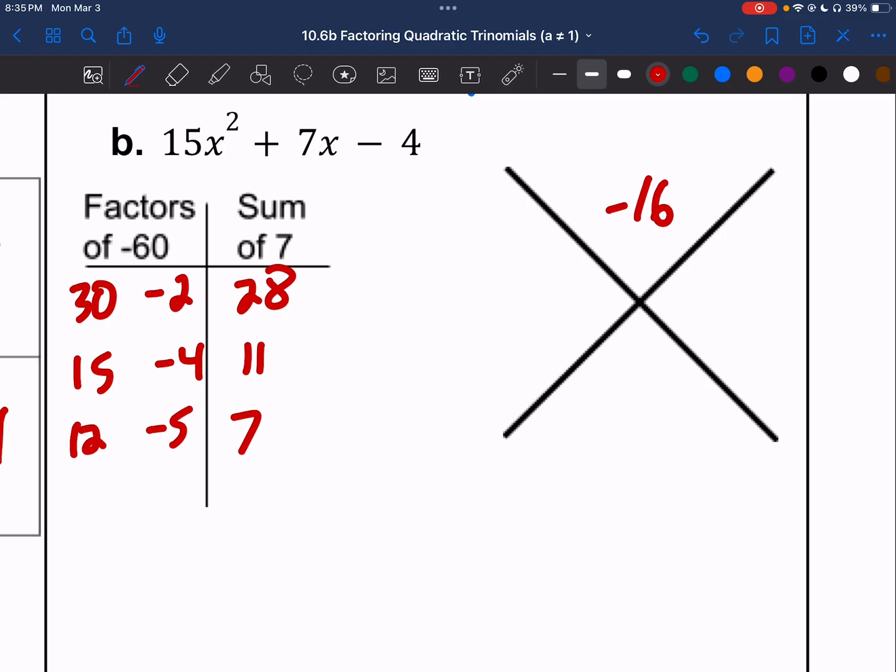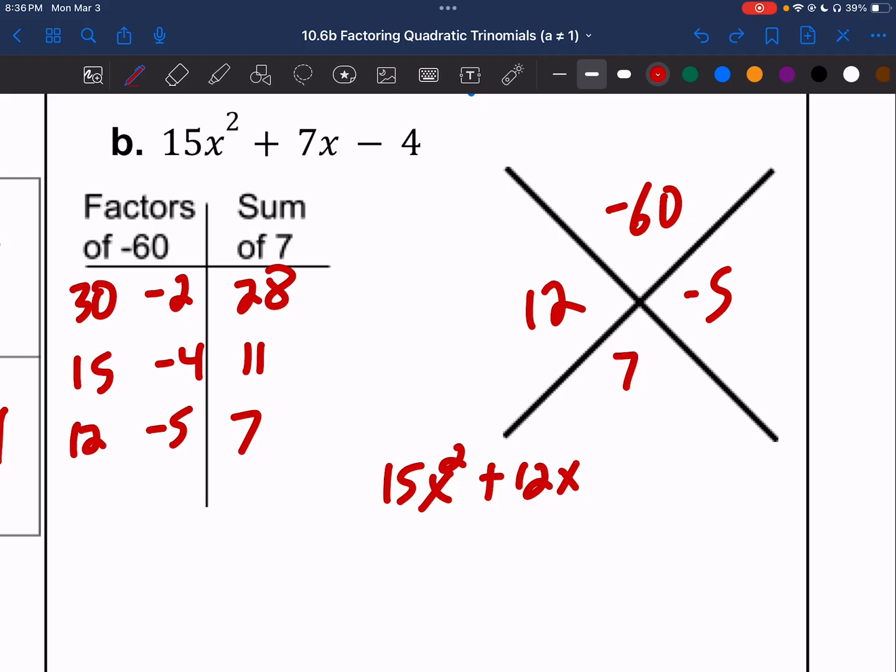So we have negative 60, we've got 12 and negative 5, and we're adding up to 7. So we write our expanded form, right? 15x squared plus 12x minus 5x minus 4. Okay, so 15x squared plus 12x minus 5x minus 4. And we put in our parentheses, and I like to put that plus sign there.